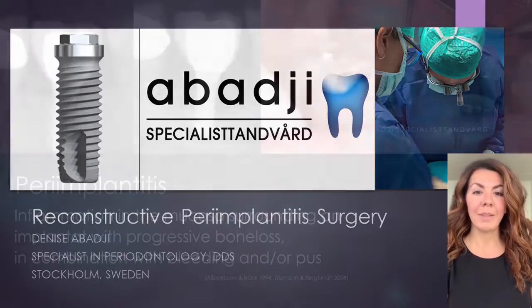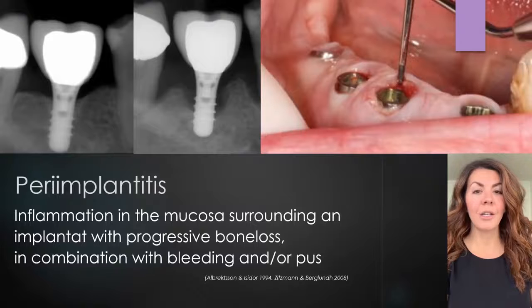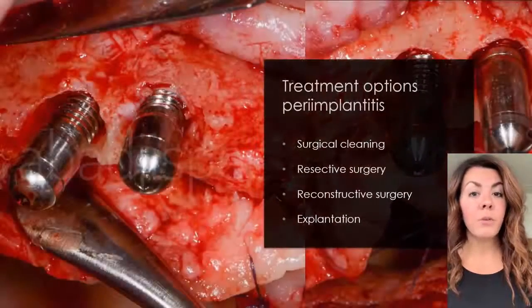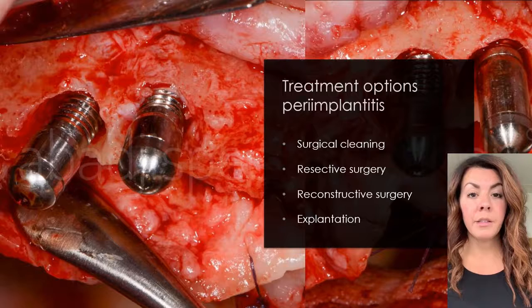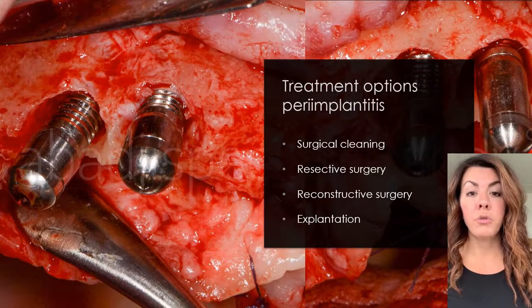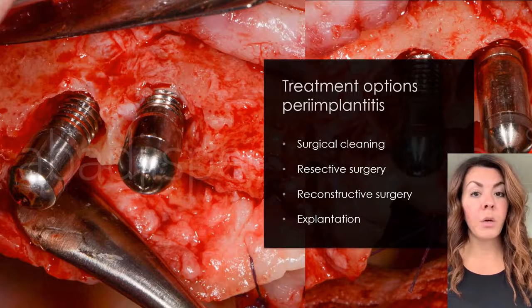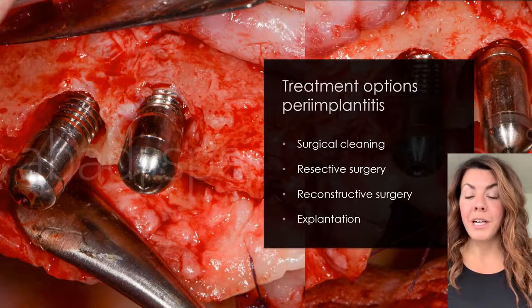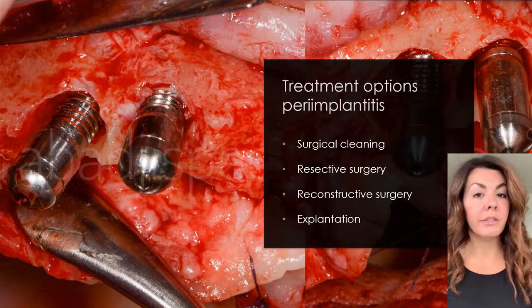Before we start, I would like to remind you about the diagnostics when it comes to periimplantitis. Periimplantitis is an irreversible condition. It's an inflammatory disease with a progressive bone loss. There are several ways to treat periimplantitis, but all of them are surgical. Non-surgical therapy usually has a very small effect when it comes to periimplantitis. I have listed 4 types of surgical treatment that you can consider.